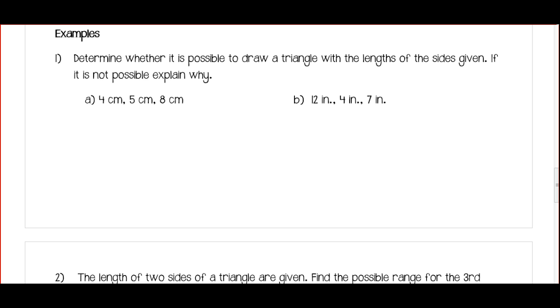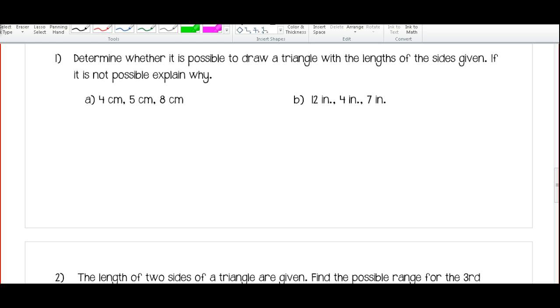So for the first example, we want to determine whether it is possible to draw a triangle with the lengths of the sides given. If it is not possible, explain why. So we talked about the triangle inequality conjecture, where if we add up the lengths of the two smaller sides, in order for it to be a triangle, it's got to be larger than the third side.